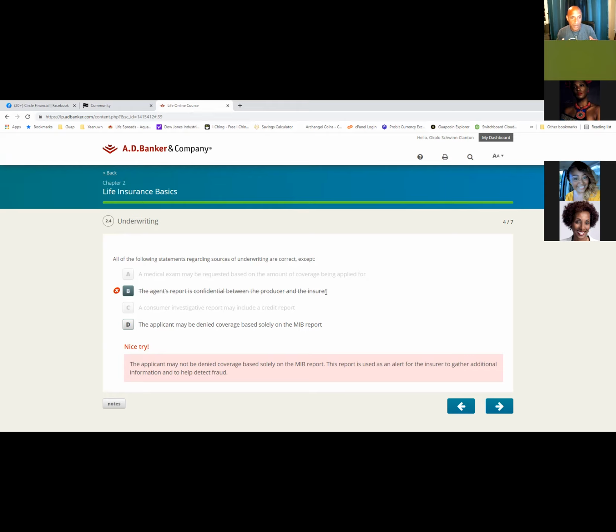So the part that is not true about underwriting is the applicant may be denied coverage based solely on the MIB report. The applicant may not be denied coverage based solely on the MIB report. This report is used as an alert for the insurer to gather additional information and to help detect fraud. So, for example, if somebody says, "Oh, I don't take any medications," and then they go to the MIB and find that they're taking 5 prescription medications, the first thing they're going to do is come back to me and say, "By the way, this person said they didn't take any medications, but we found that they take 5 medications. Could you please clarify?" Any questions about that? No.